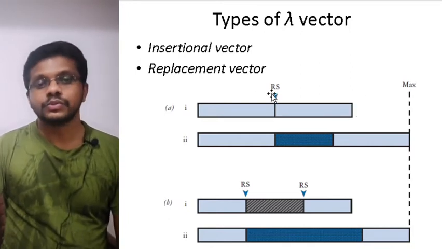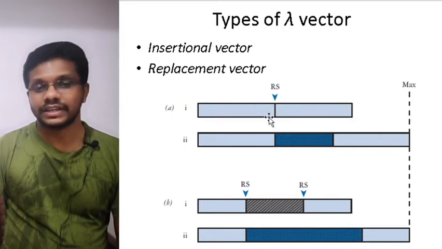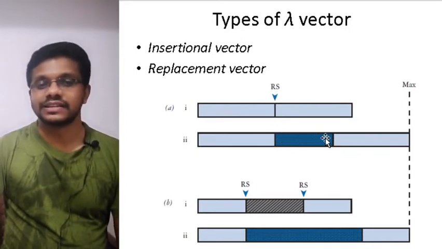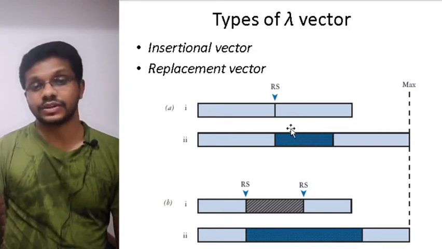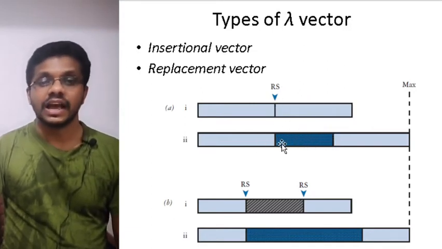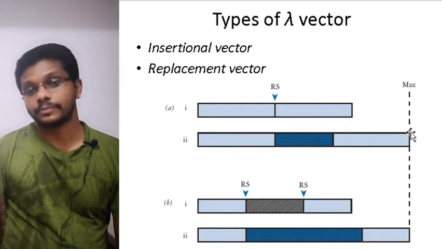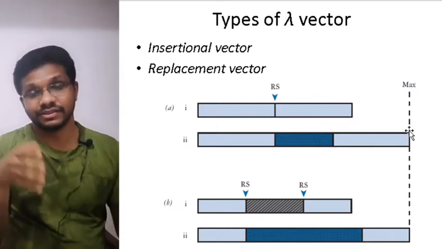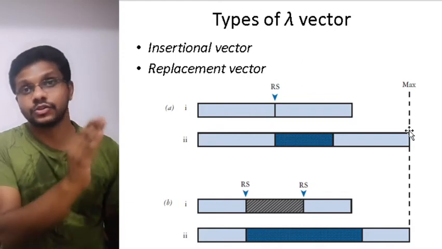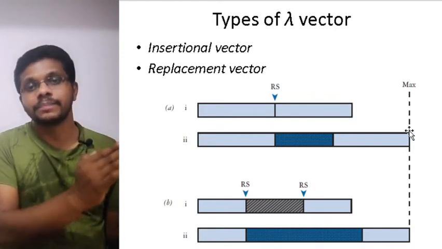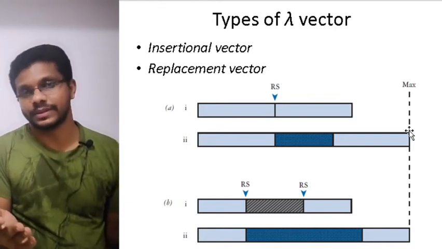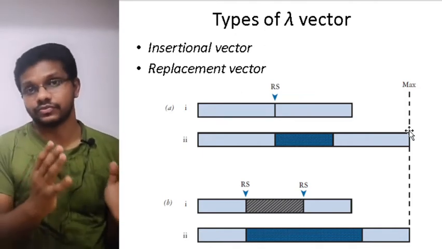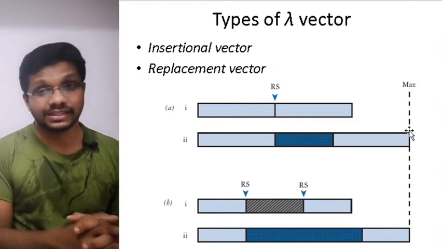So what we do is add foreign DNA into this vector. RS is a restriction site, and this blue part is the foreign DNA. We can add the foreign DNA into the vector, and it can go up to 51 kilobase pairs. The minimal size before inserting the DNA should be 37 kilobase pairs. After addition, the size should be 51 kilobase pairs. So 14 kilobase pairs of DNA can be added into the insertional vectors.